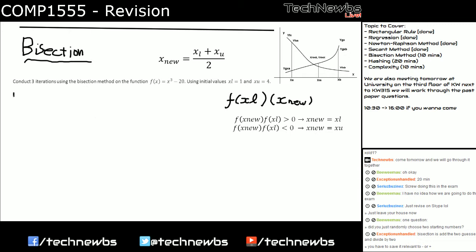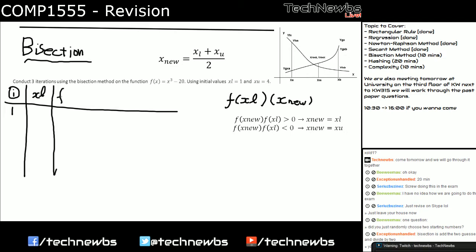Okay, so let's do one iteration at a time. So iteration 1. The function is x cubed minus 20, x the value of xl, and then you do the function of xl.